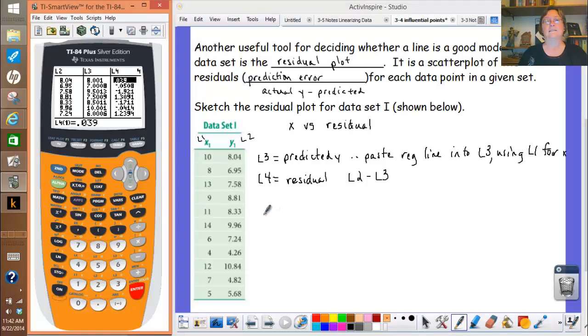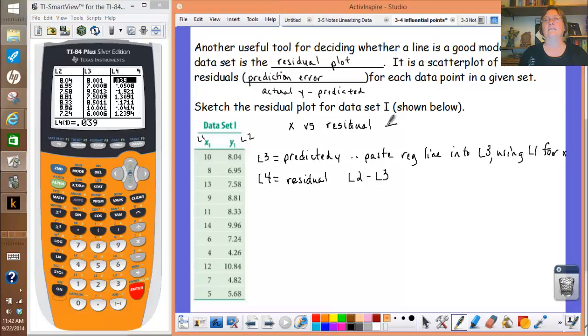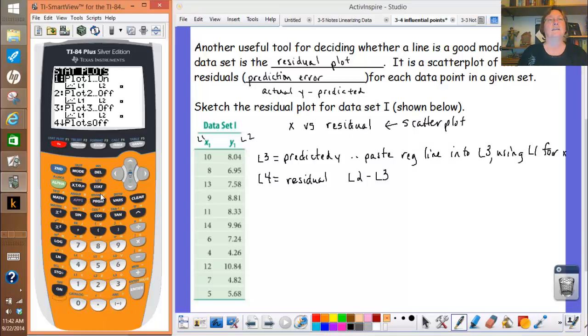The residual plot is a scatter plot that for each X value shows its residual. So this is going to be a scatter plot, and I'm going to set that up here. Second and y equals. This time I don't want to be looking at lists 1 and 2. I want to be looking at lists 1 and 4, since list 4 is where I have my residual values. As far as a window, the X's will be the same. The Y's, of course, it's going to be the difference between what was actually here and what the line predicted. I'm not sure what those are, so I'm going to just zoom 9 to get a good fitting window.